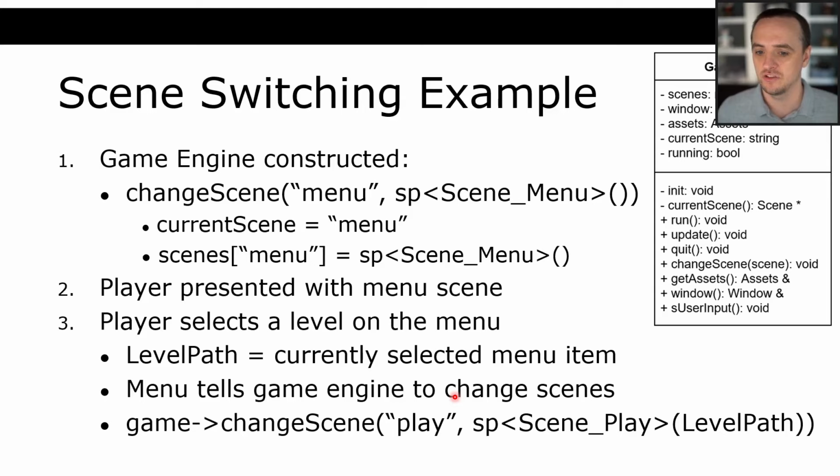So whenever I change scenes, the scene is going to tell the game engine to change scene to play, and then give it the constructor of the scene play with the level path. That's it. It's just one call to change scene, and change scene has a map. A game engine has a map, which is referenced by a string. So if I say change scene and then I give it a string, it's going to change scene to that stored scene. That's it. It's really, really that simple.